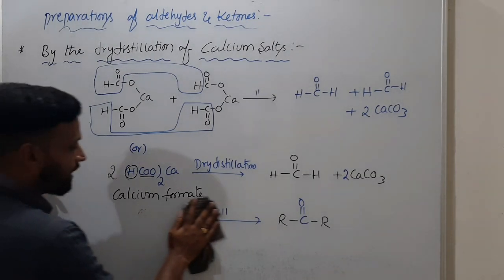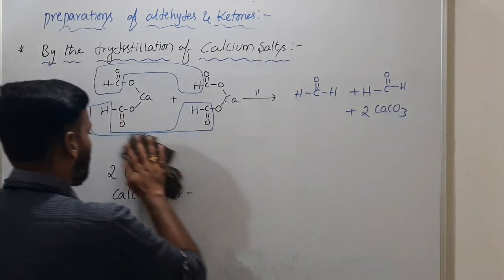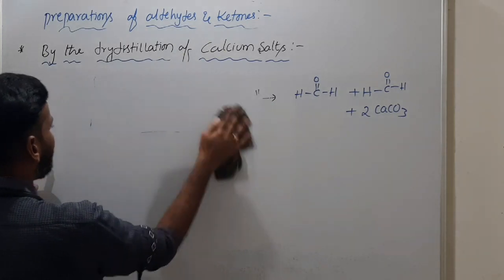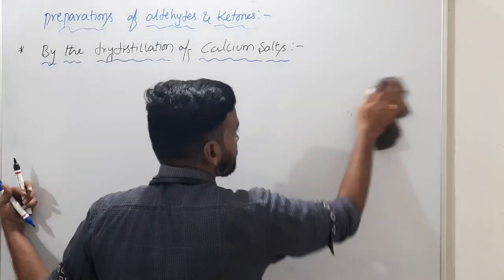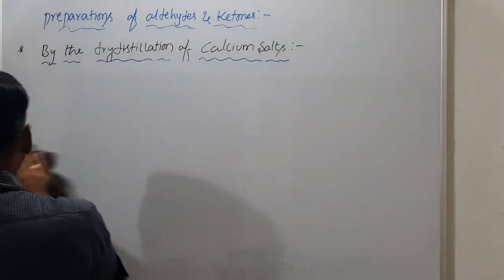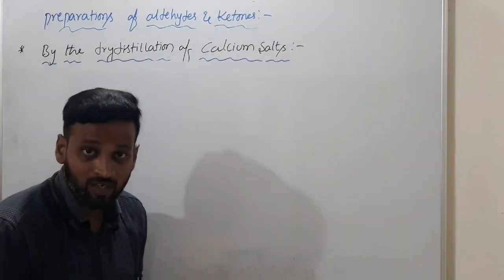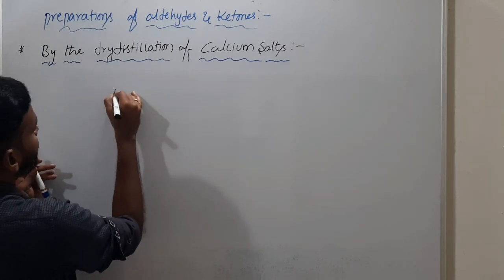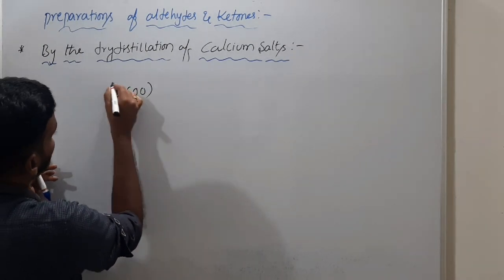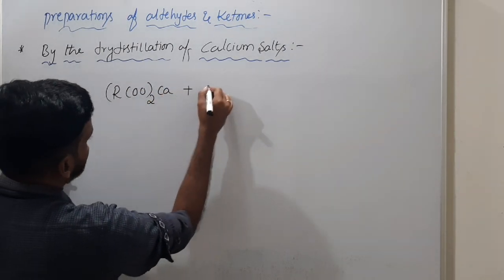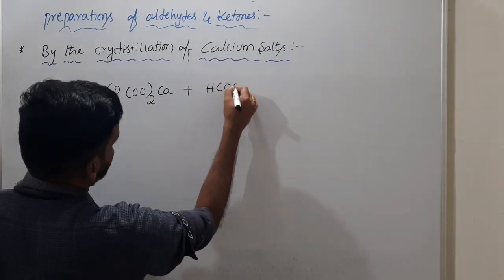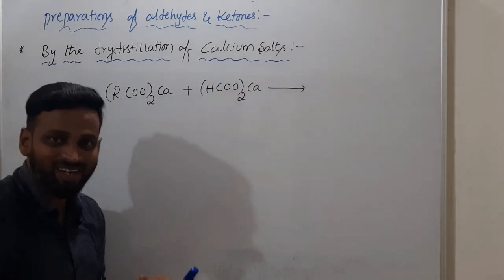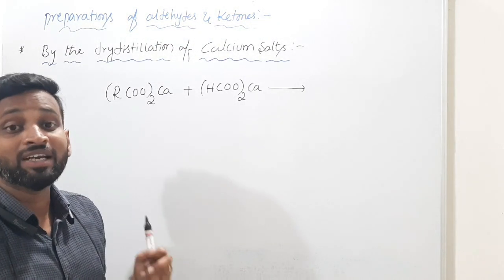Okay. So now I'll give you one more type of reaction actually. Learn slowly, no problem. But you must know these aldehydes and ketones properly. As I mentioned, syllabus is not a problem, understanding is the matter. Okay, so now here I am taking (RCOO) twice Ca plus (HCOO) twice Ca. In the previous one both were the same kind, now I am giving different.